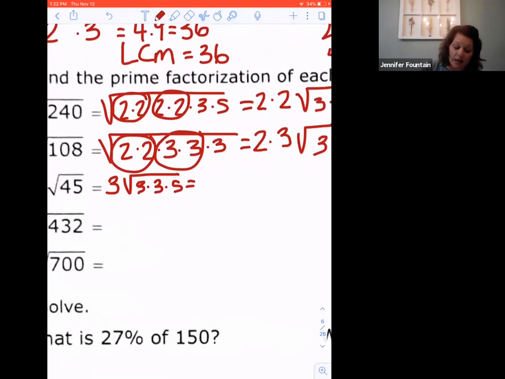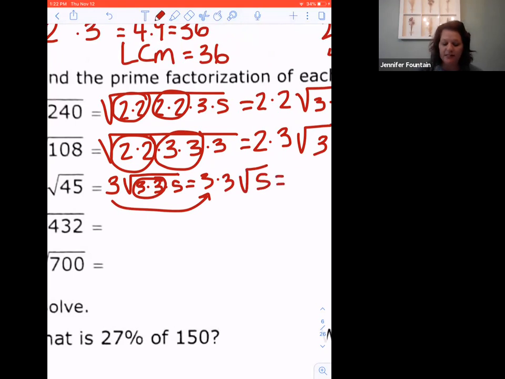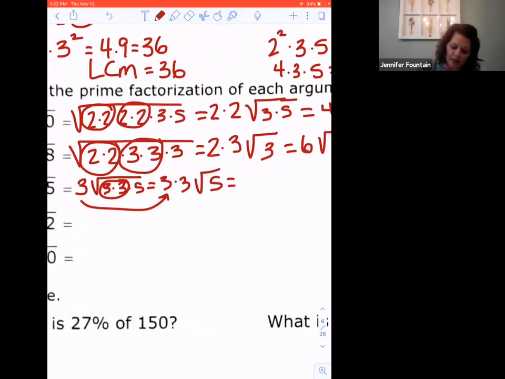Again, I already had my whole number 3 that has to move right over here. Then I have these 2 3s that can come out, and I'm going to have to multiply that by the original number 3 that I have. My 5 stays under the radical. 3 times 3 is 9, and I have 5 under the radical. Okay.